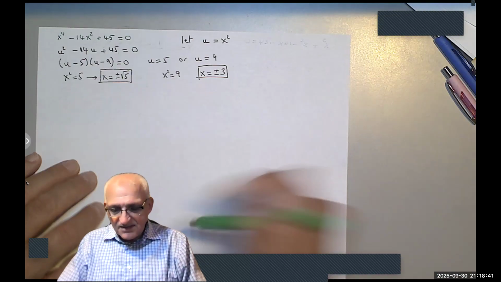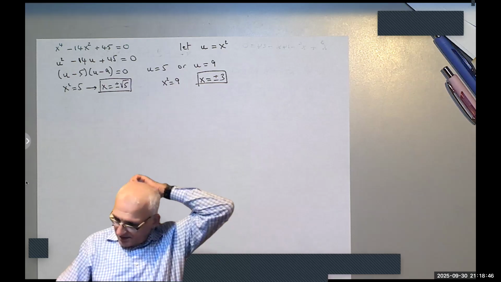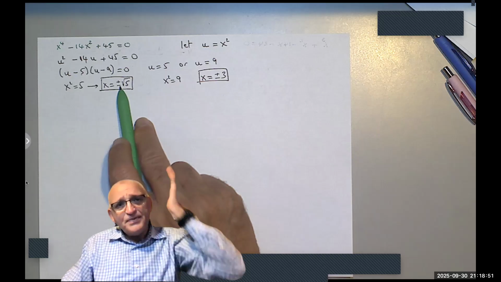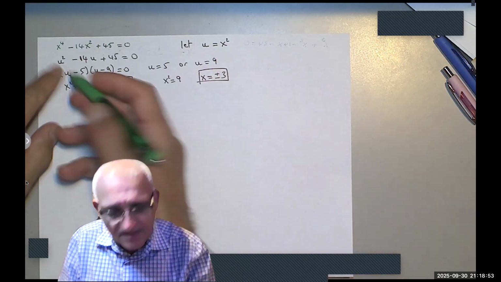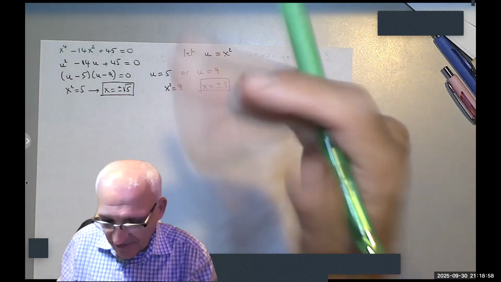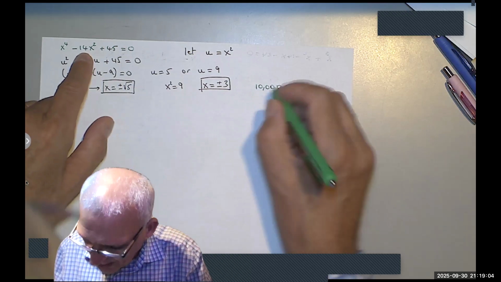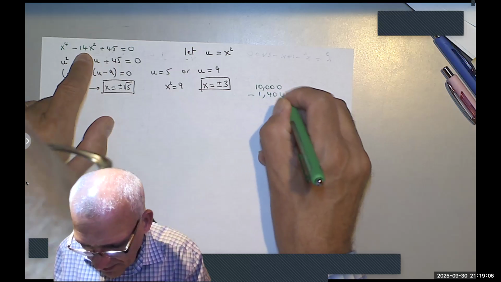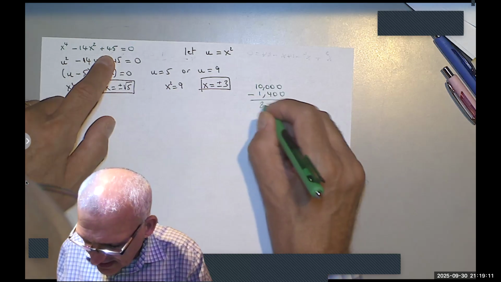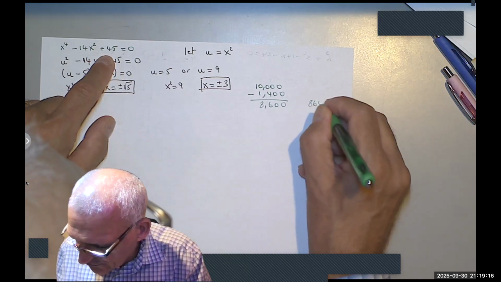The third one didn't need work because we have irrational answers. But if you want to do it, this is easy because it's a quadratic equation, but let's say you didn't realize that it could be solved as that. You would get 10,000, minus 1,400 plus 45. If you subtract here, you get 8,600, right? Plus 45, so it's 8645.